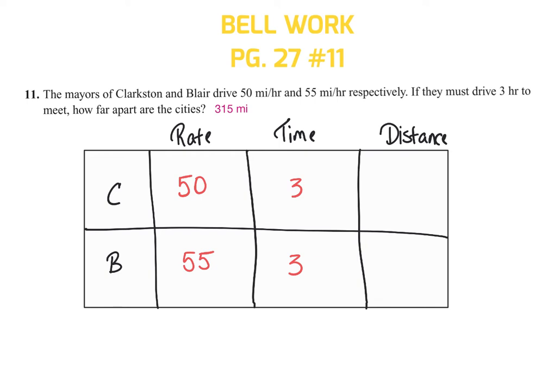So how do I find the distance for the guy from Clarkston? I just multiply these, right? How far did he drive? I'm assuming that was 150, right? How far did the guy from Blair drive? 165. If I want to know how far apart they were, what do I need to do with those? You need to add those up to get the overall, and you're going to get 315 miles.